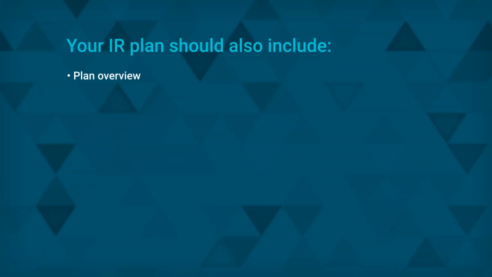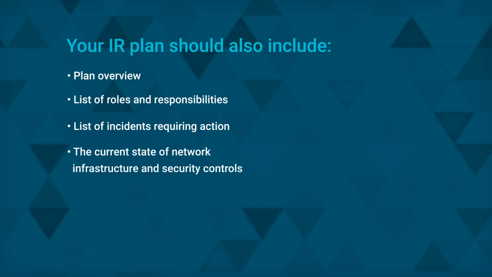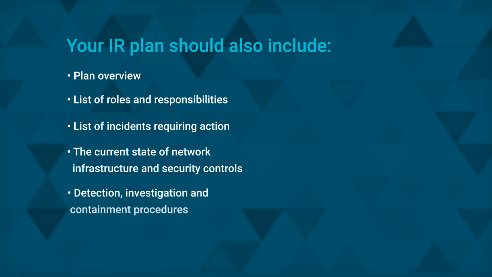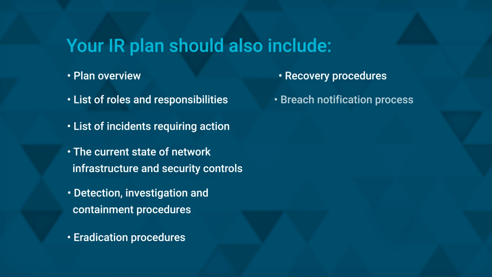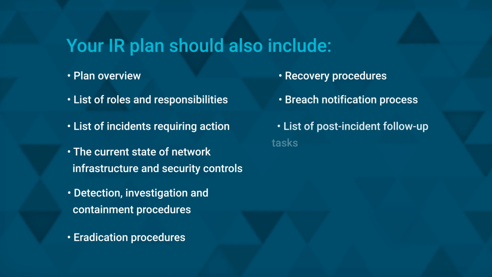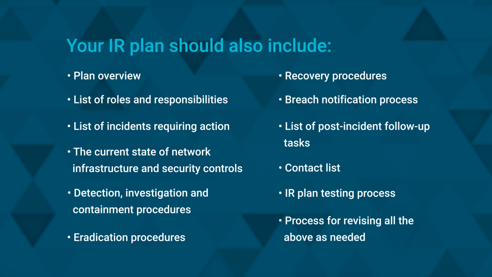Your IR plan should also include a plan overview, a list of roles and responsibilities, a list of incidents requiring action, the current state of network infrastructure and security controls, detection, investigation, and containment procedures, eradication procedures, recovery procedures, a breach notification process, a list of post-incident follow-up tasks, a contact list, an IR plan testing process, and last but not least, a process for revising all the above as needed.